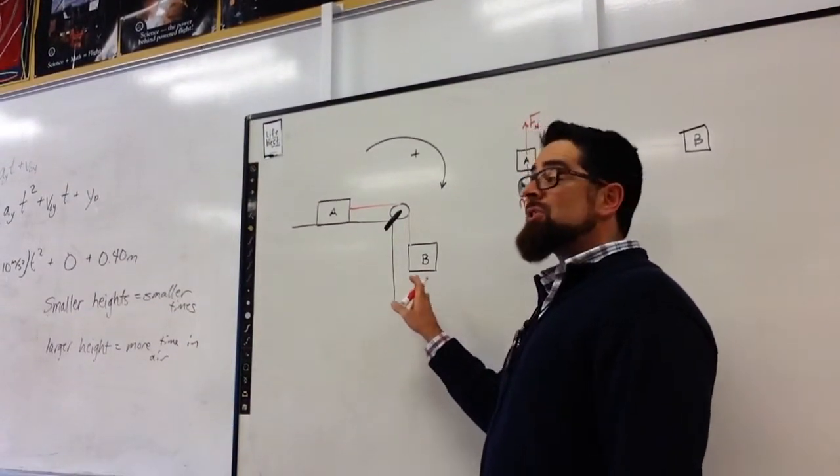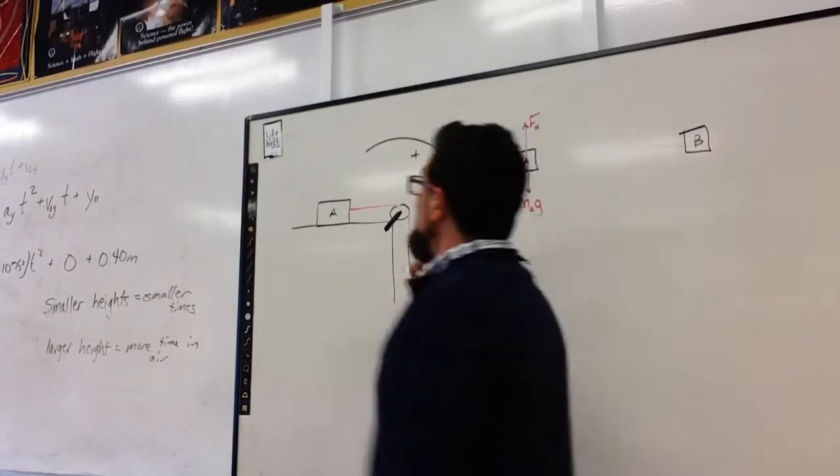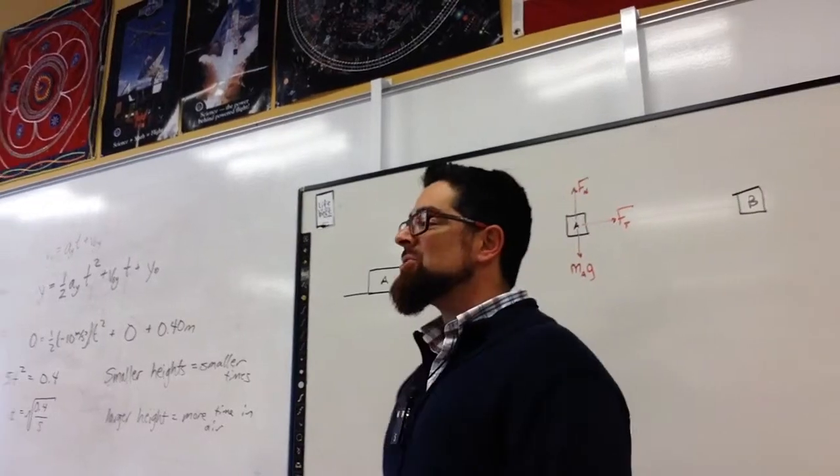There is going to be a force on A from B, but it goes through the string. What do we call forces through strings? Tension. So I'm going to go ahead and add F sub T as a force acting to the right.